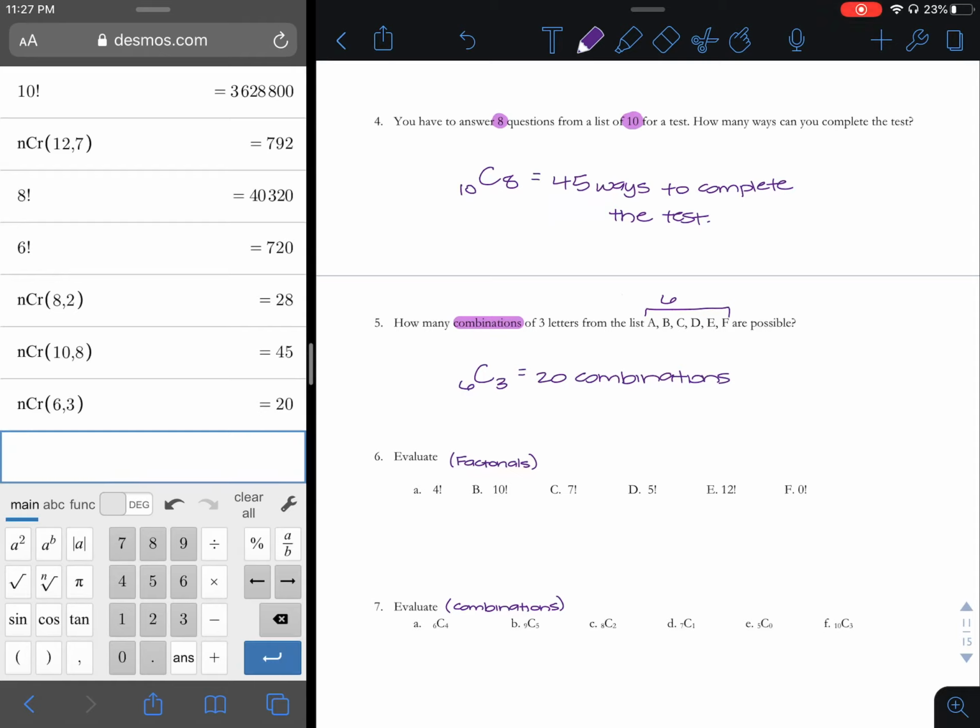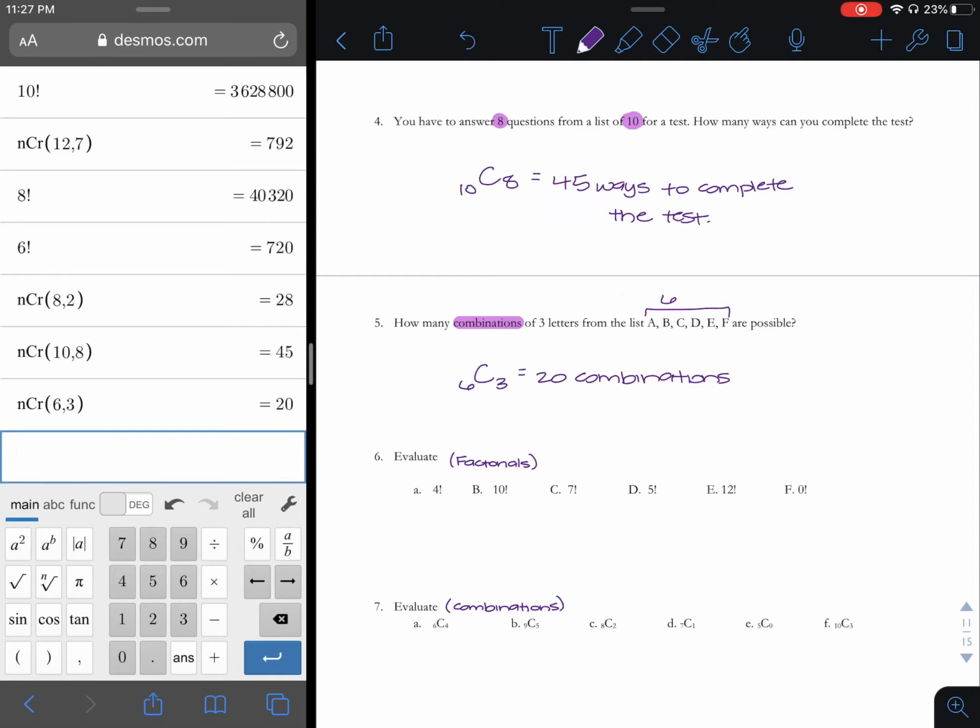Okay, this is a good point in the video to pause. Try 6 and 7 on your own. There's no word problem to it. All you have to do is plug it into your calculator and solve for those values. So pause the video, then play it back and check those answers.